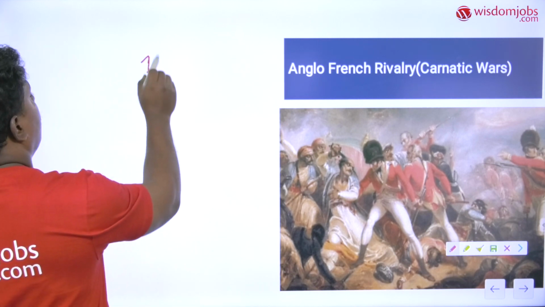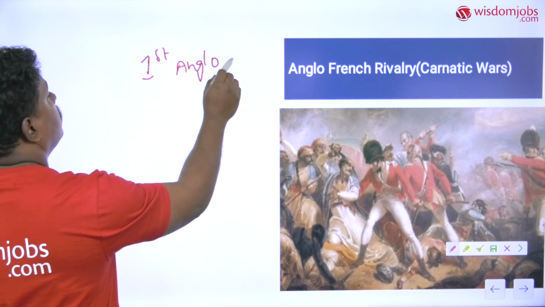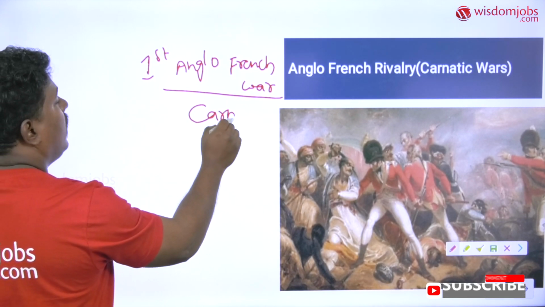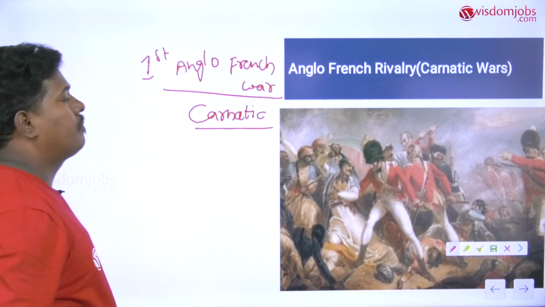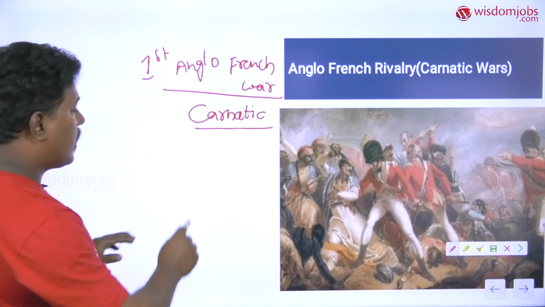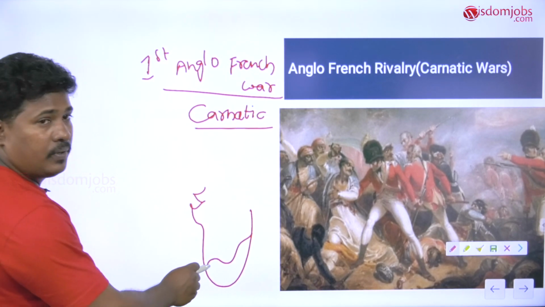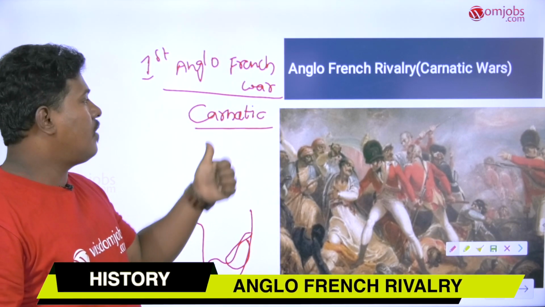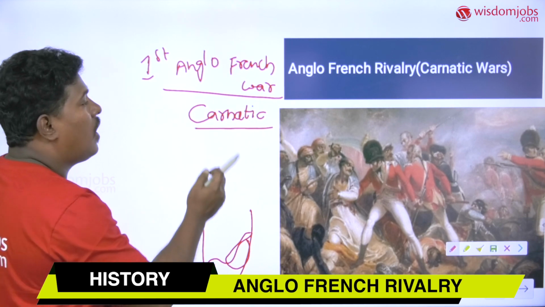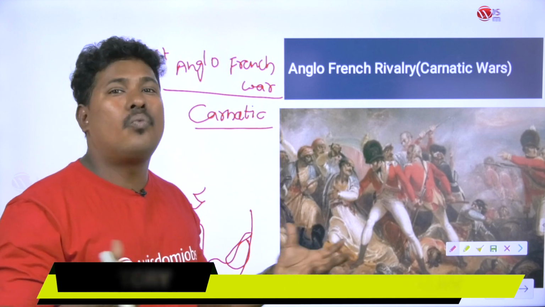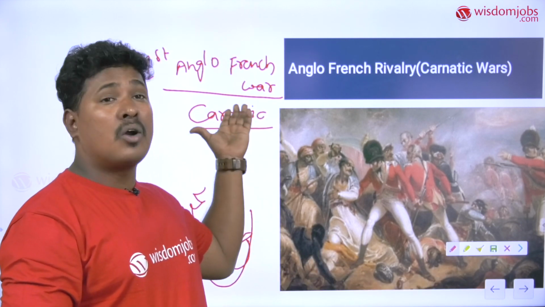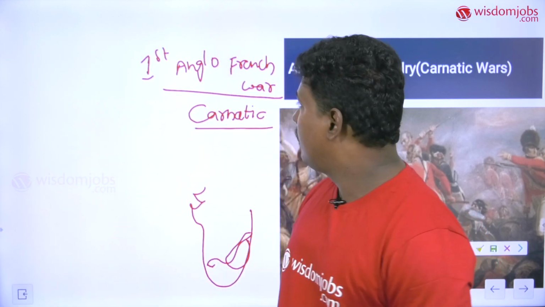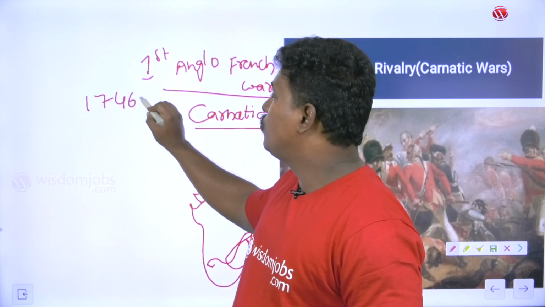First, the Anglo-French War or first Carnatic War. Why is this war also known as the Carnatic War? The reason is Carnatic is located in the southern part of India. Carnatic is in Tamil Nadu, right? Its capital was Arcot, and the venue of these wars was Carnatic, hence these wars came to be known as Carnatic Wars. The first Carnatic War was fought from 1746 to 48.